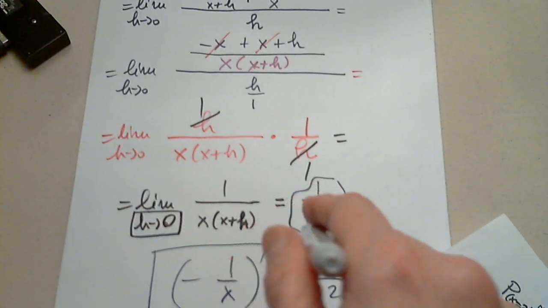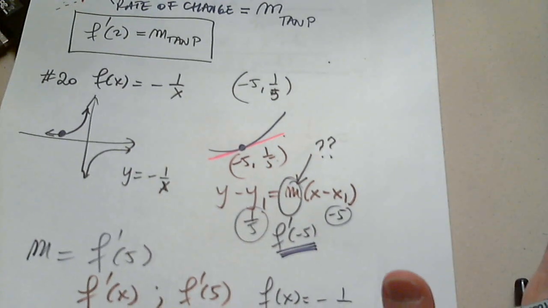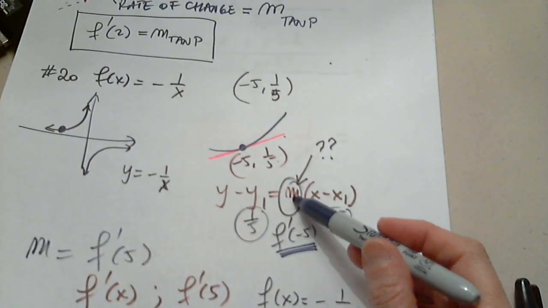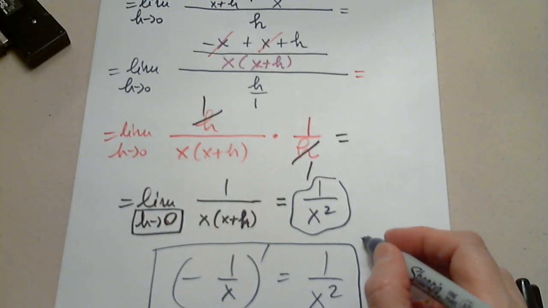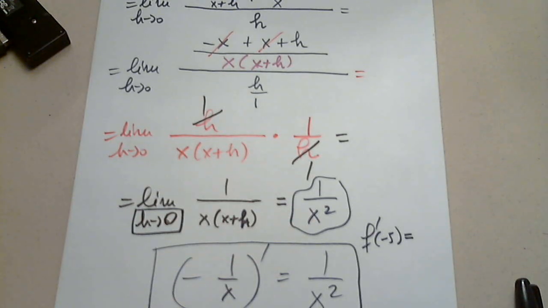I don't need all this. I had to calculate it. I had no choice. I need this. That's all I'm missing. I have the 1/5. I have the negative 5, but I'm missing this. Can anyone tell us f prime of negative 5? What does it equal to?